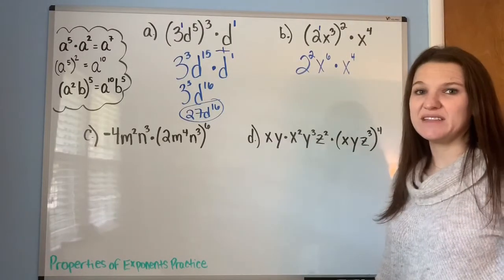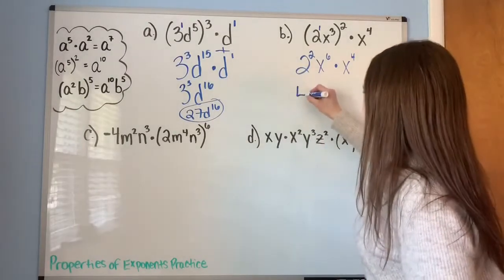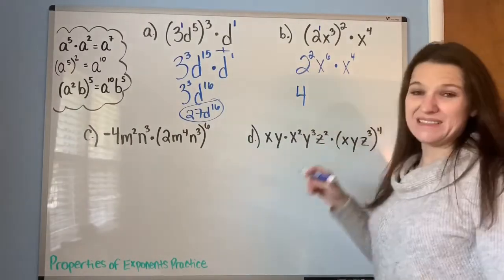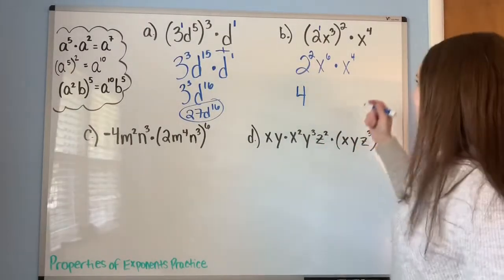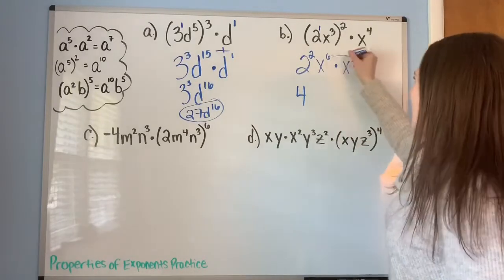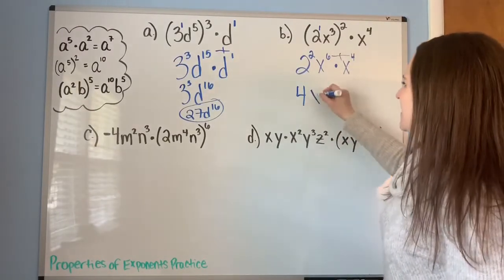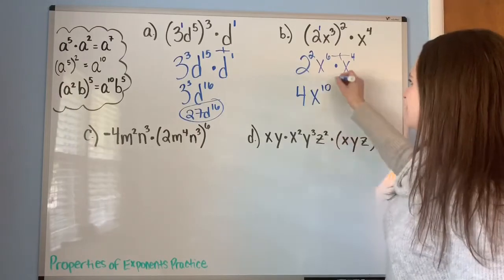2 squared is going to give me 4. Then when the base is the same and you multiply across, you add your exponents. I'm going to add those exponents right there. X to the 10th.